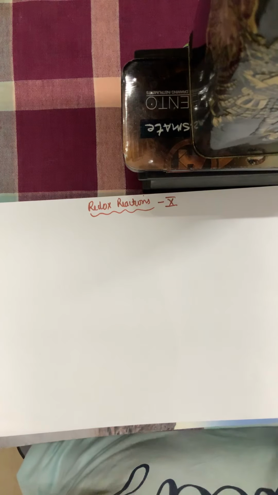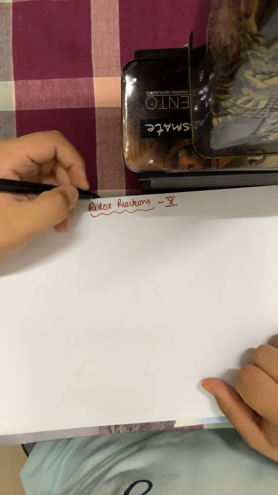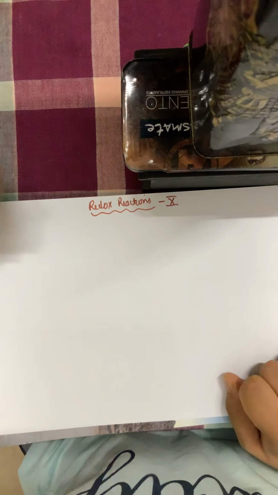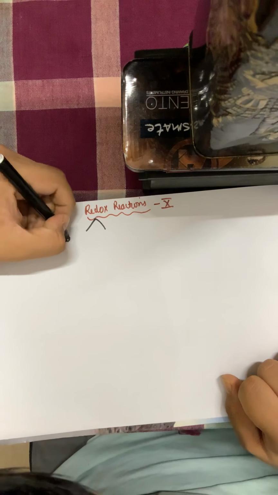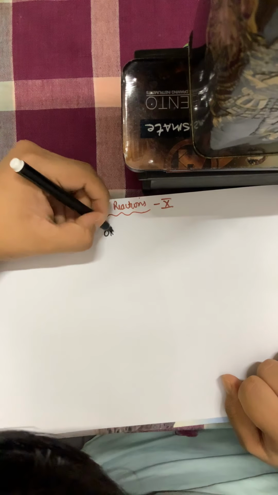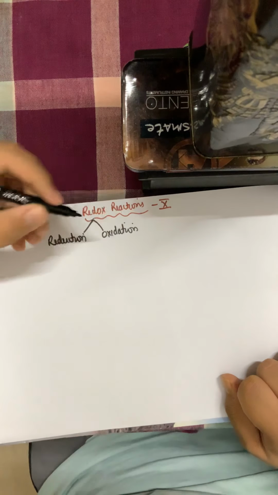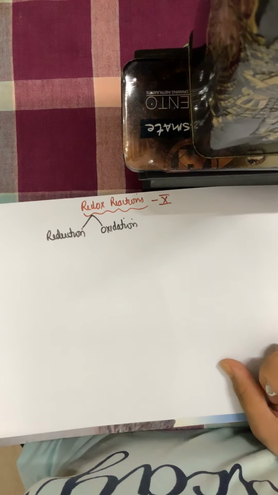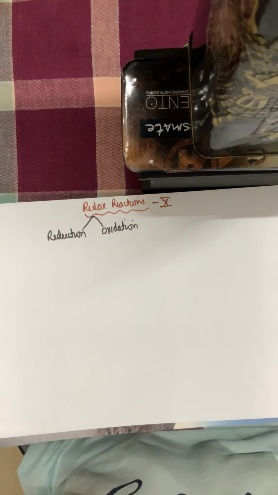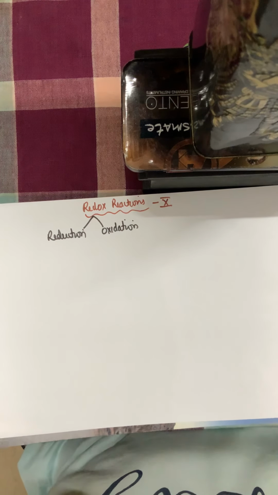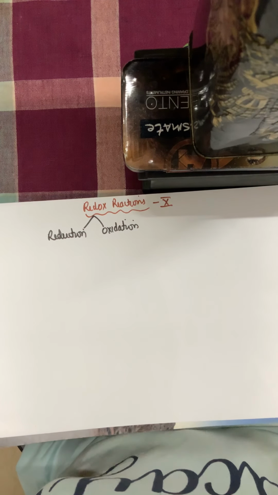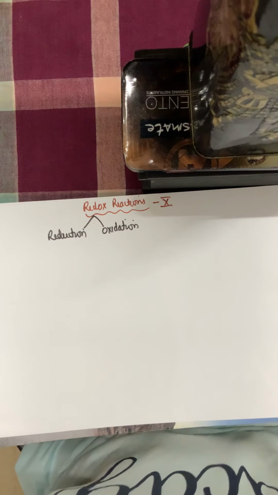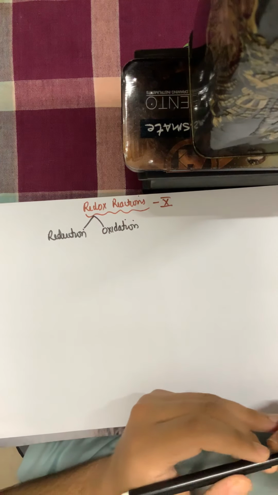So let us begin. A redox reaction is a type of chemical reaction in which there is a simultaneous happening. Redox is made up of two words, reduction and oxidation. Reduction and oxidation are simultaneous processes. If one substance is getting reduced, the other one will have to get oxidized. One of them will happen, the other will not happen, that cannot be possible. So that kind of reaction is a redox reaction.